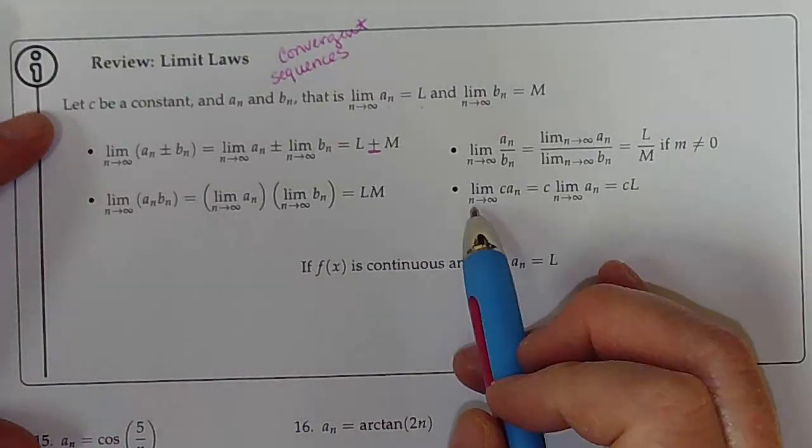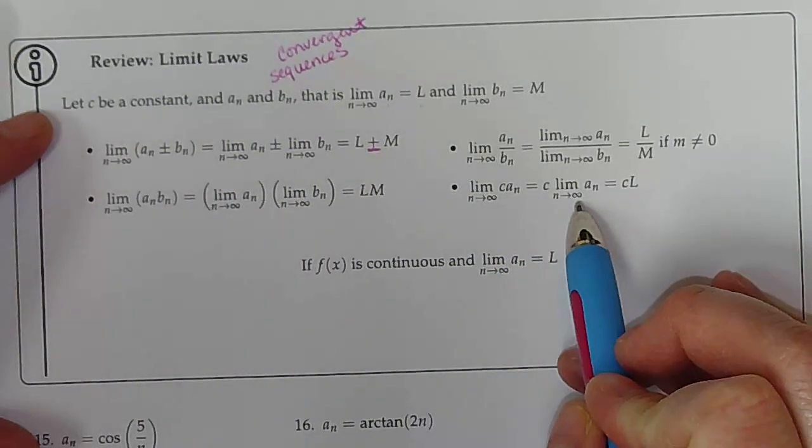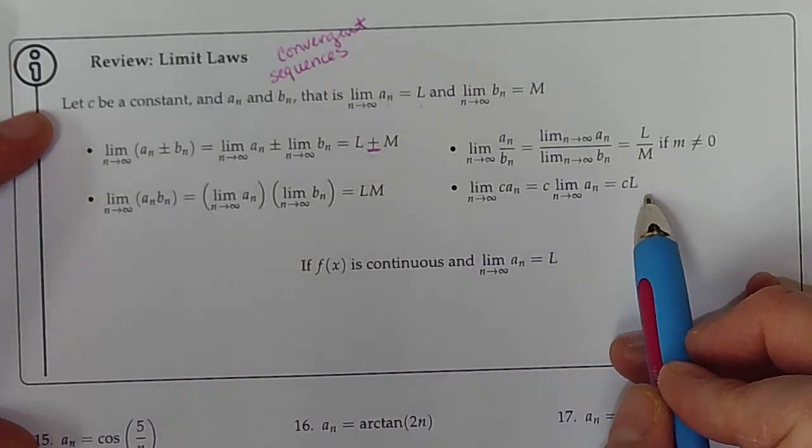Okay, and then we have the rule where if C is a constant, you can pull the constant out in front and evaluate what the sequence is doing. Here it's converging to the letter L, and so we can multiply C times L.